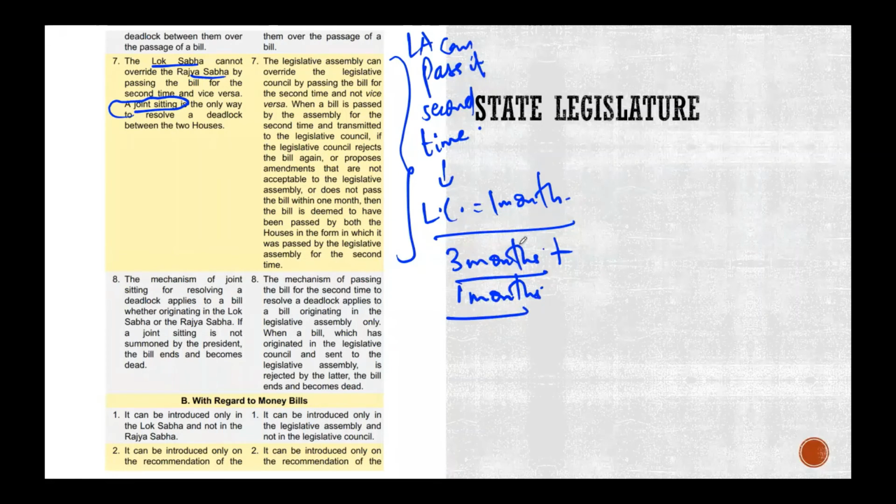But in the Rajya Sabha, in the center, it works in a different manner. You will go with a joint sitting, and that is the only way to resolve this. Here, in the first instance, you have 3 months. And if you're not able to resolve this, if the Legislative Assembly passes it again, then you get 1 more month max. But then it is deemed to have been passed by both the houses in the form that was passed by the Legislative Assembly.